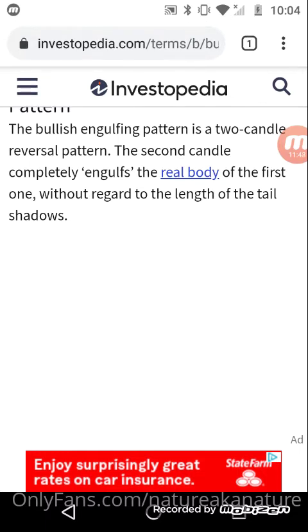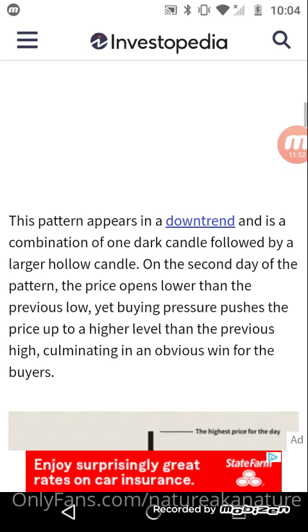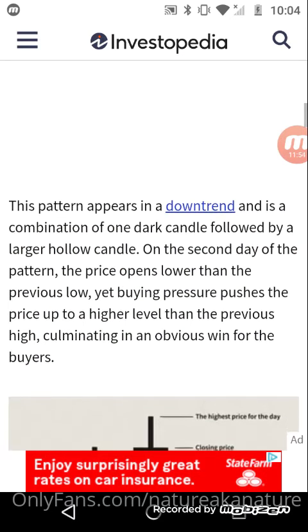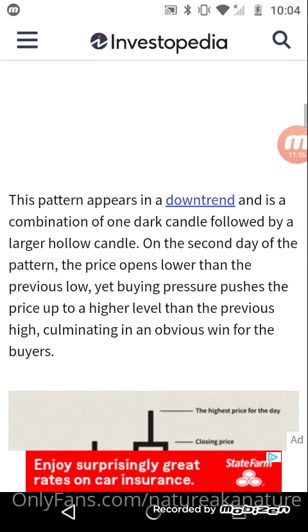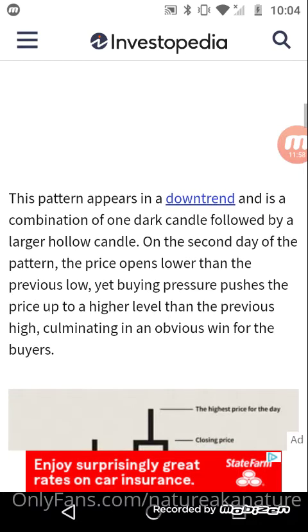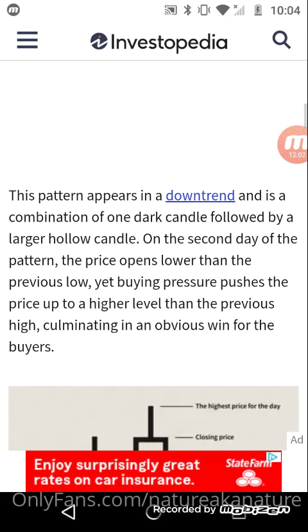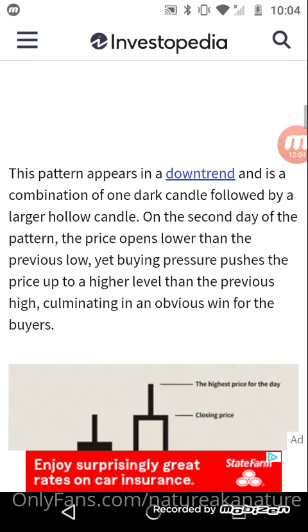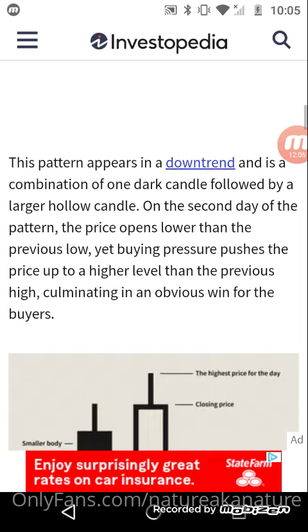On the second day of the pattern, the price opens lower than the previous low. Yet buying pressure pushes the price up to a higher level than the previous, accumulating an obvious win for the buyers. So this is obviously a win for the buyers.